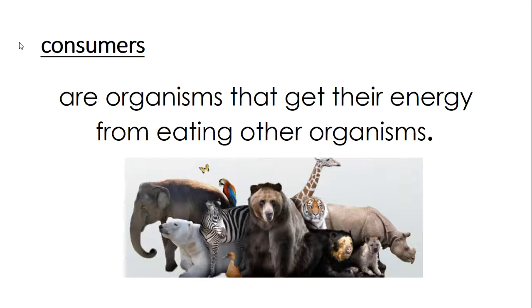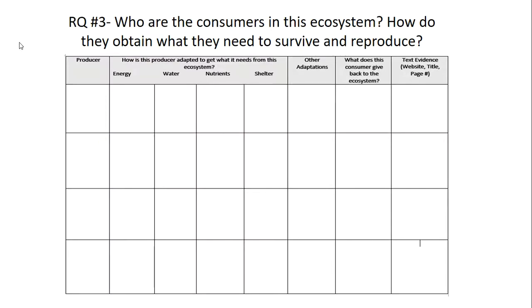Okay, so you should have the definition of consumers already in your notebook. So consumers are organisms that get their energy from eating other organisms. Today you are going to be searching for consumers in your ecosystem. So this research question 3, who are the consumers in this ecosystem? How do they obtain what they need to survive and reproduce? That is what we're going to be focusing on.